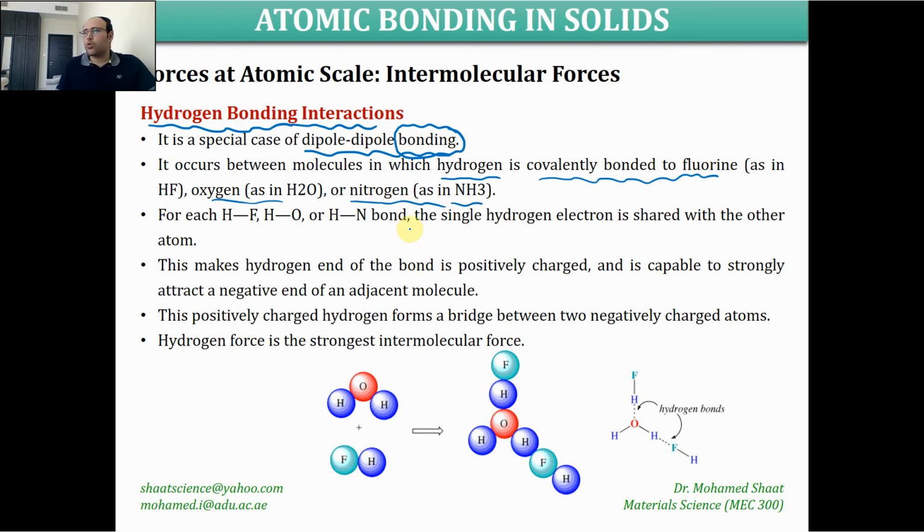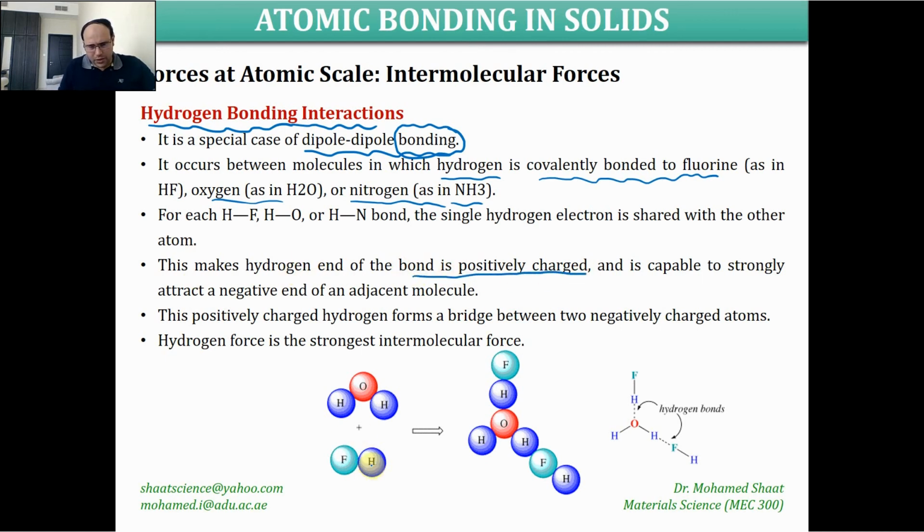So the hydrogen has only one electron. So for every HF or HO or HN bond, it means that you have a hydrogen atom that is going to be bonded with an oxygen or fluorine or nitrogen atom, for example. So what happens is that the hydrogen atom has only one electron, which will be shared with the other non-metals, which are the F, O oxygen, or the nitrogen. This makes the hydrogen end of the bond positively charged.